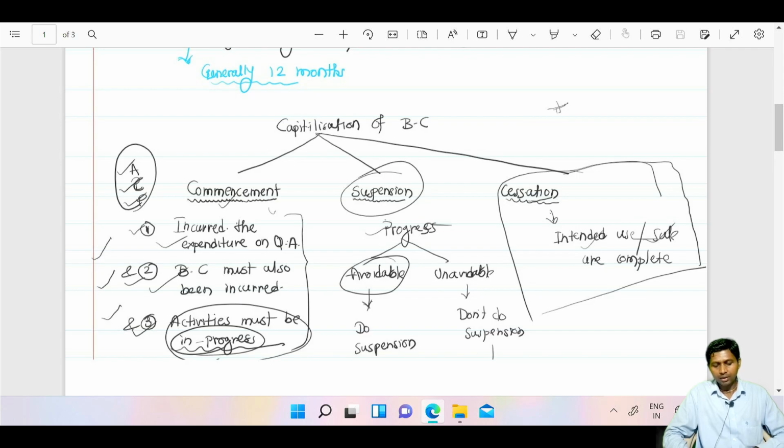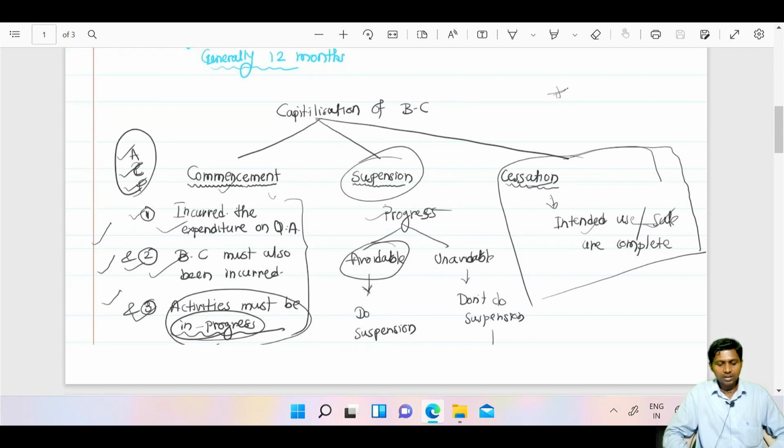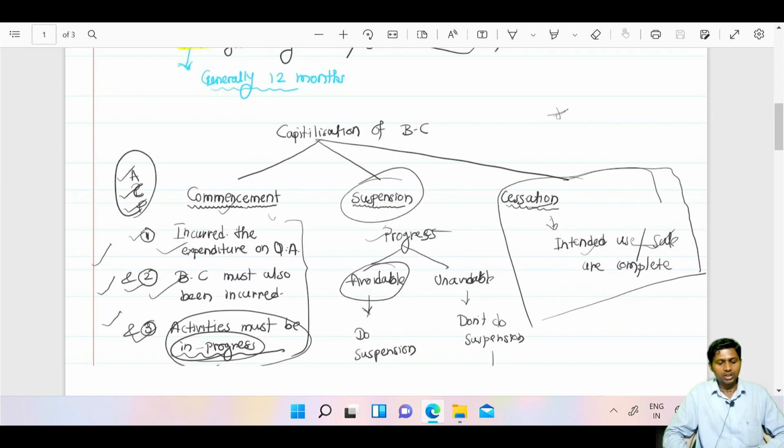In avoidable reason. Then cessation, what is cessation? That means complete stoppage, when you have to stop transferring it to the balance sheet, or when we have to stop capitalization after completing that installation. That means when the asset becomes ready for its intended use, then at that time you can stop the capitalization. After becoming ready for use or ready for sale or ready for intended use, you can stop the capitalization. Understood?